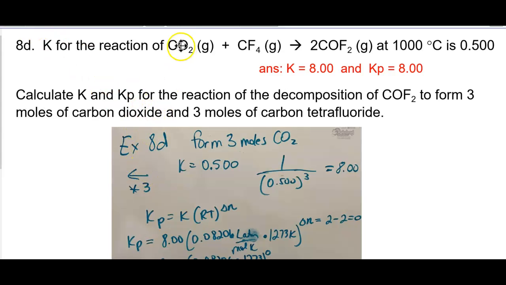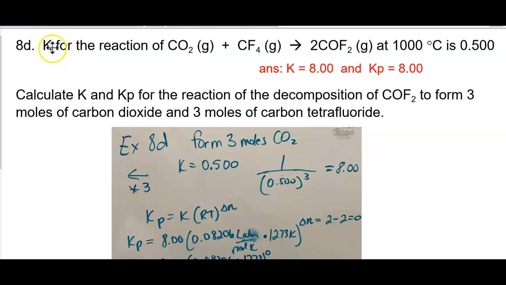So we have to reverse it because this does not show COF2 decomposing. It shows COF2 being formed. So first I have to decompose it. I have to reverse it. That's what I did here. And I need 3 moles of each of those, so I have to multiply through by 3. So I take my K value, which is 0.5, and because I reversed it, I put it underneath 1. And because I had to multiply by 3 to get what it asked for in this problem, I raise it to a 3. I get an 8. So that's my K value.